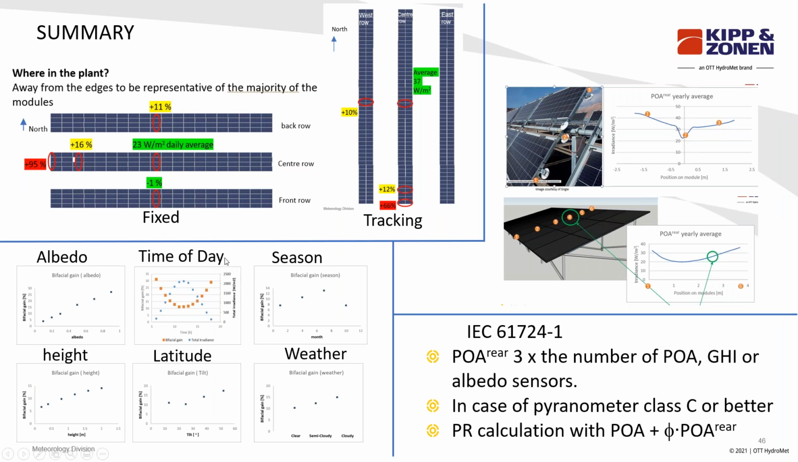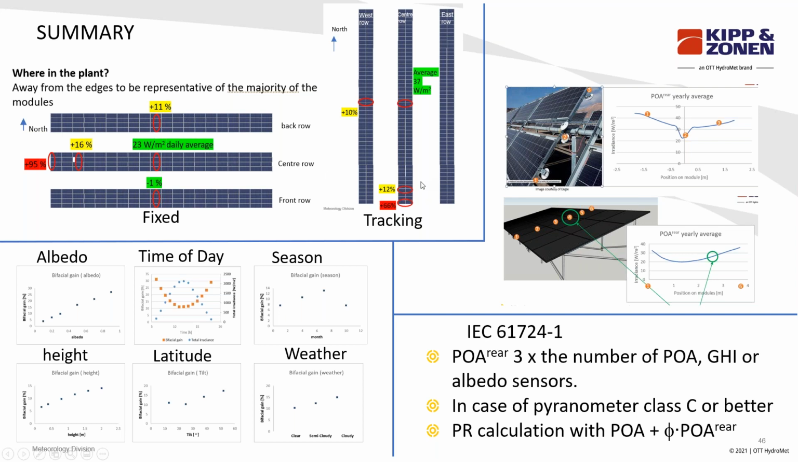This is a graphical summary. So we've talked about where in the plant to mount the sensors. And for a fixed plant, we see that the edges are not good. So stay away from the edges, preferably more than 3 modules away, and avoid the northernmost, or for the southern hemisphere, the southernmost back row.